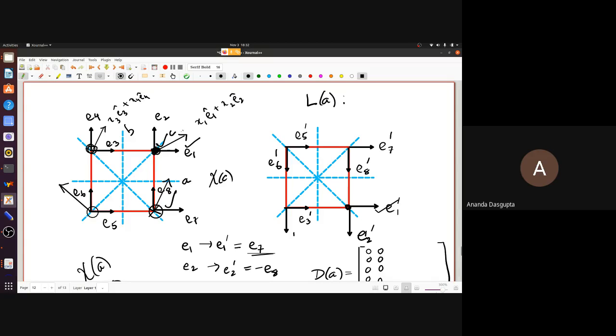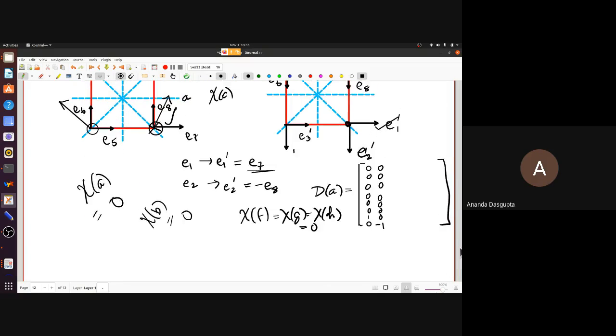Under reflection in this line, this atom stays here. But what happens to the vector E1? It will go to E2. And what happens to E2? It will go to E1. So again, on the diagonal, there is no E1 in E1 prime. There's no E2 in E2 prime. Same for E5, E6, right? E5 becomes E6. E6 becomes E5. Once again, no diagonal element. So what you can see is all the chi's are 0, even for chi C and chi D.